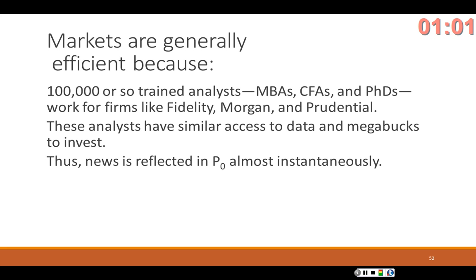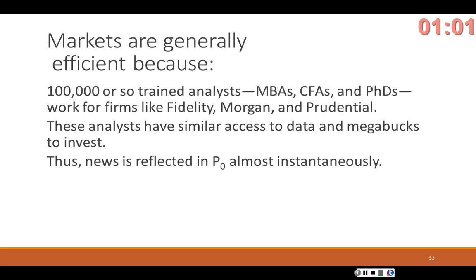Most studies suggest the stock market is highly efficient in the weak form and reasonably efficient in the semi-strong form. We assume that markets are generally efficient because there are 100,000 or so trained analysts who have lots of money and lots of data, and so they're able to access information quickly, and so news is reflected in the current market price almost instantaneously.